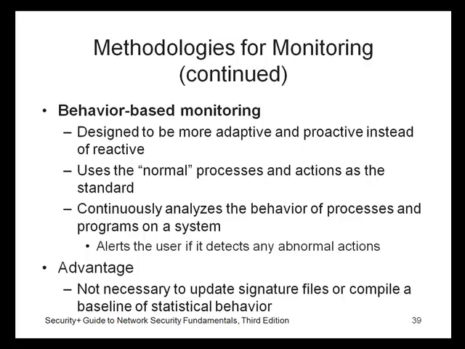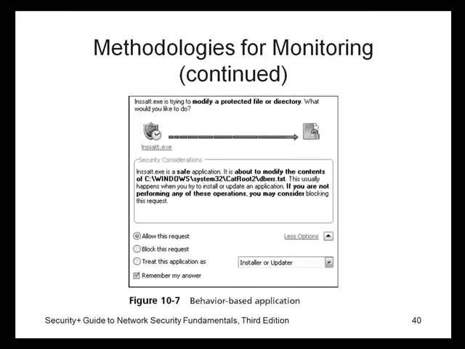What are we going to do based on behavior? And this is methodologies for monitoring. This is part of the Windows thing. Insat.exe is trying to modify a protected file or directory. What would you like to do? Yes or no? Allow the request or block the request. And these are the things when you install an update. If you are not performing any of these operations, you may want to consider blocking the request. User access control in Windows, that's exactly what that's about. If it pops up and you didn't do anything, then you probably want to say no.